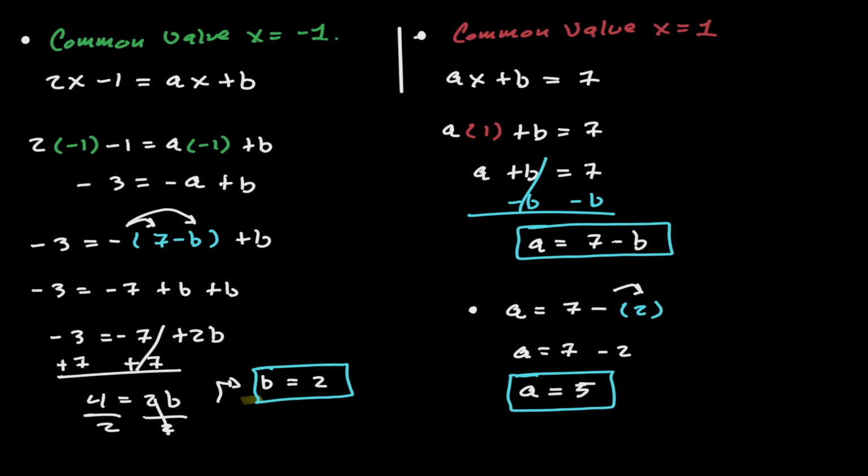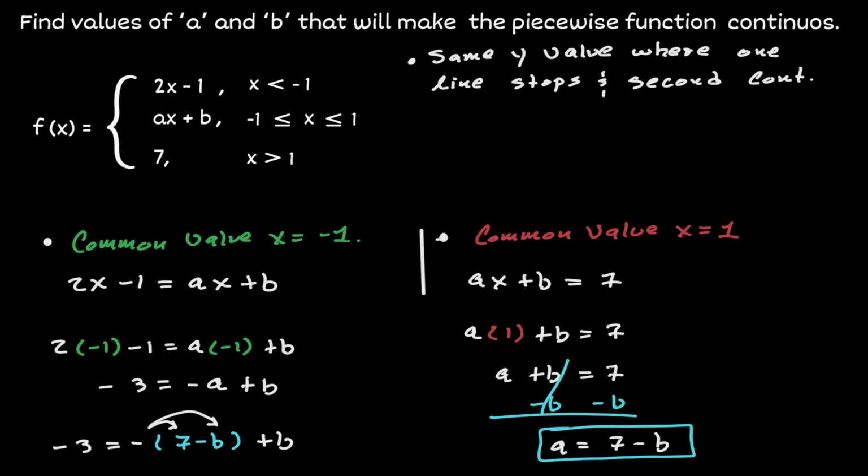When b is equivalent to 2 and a is equivalent to 5, the piecewise function that we started with is going to be continuous. So this function of f of x, if we let a be equivalent to 5, and we let b be equivalent to 2, then the function of f of x is going to be a continuous function.